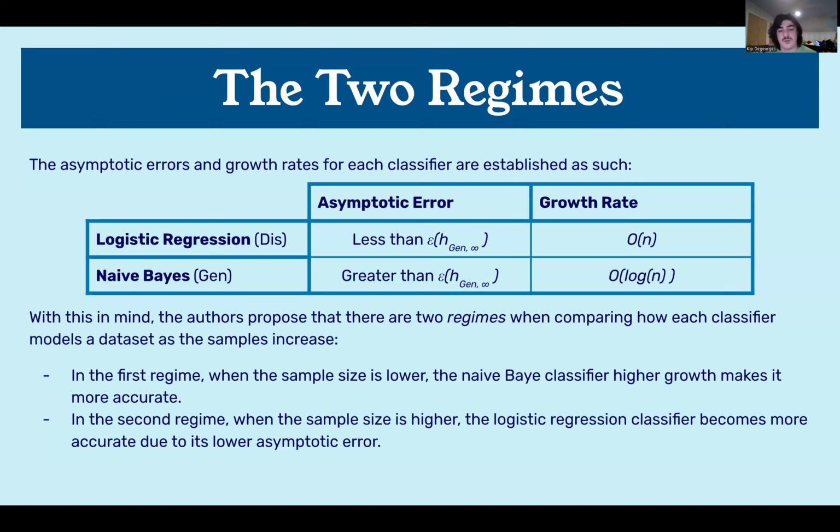This means that there are two regimes. One in the smaller sample sizes, where naive Bayes actually has a higher accuracy because its accuracy is growing faster. And in the second regime, the ultimately higher asymptotic accuracy of the logistic regression classifier takes over, and that will continue to have the higher accuracy.